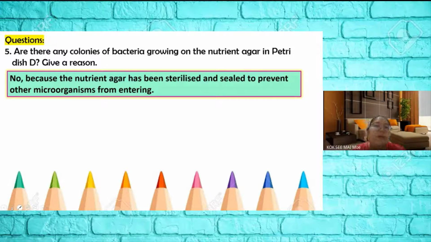So that means inside is nothing. Don't have any microorganism that can go in already. Although got, but the high temperature already is killing. Okay, so this one is why we're using the petri dish. As a reason.